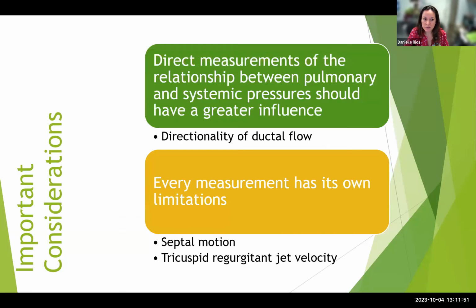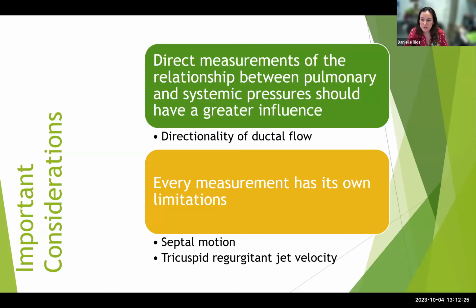So as we get to the TnECHO portion of the talk, let's discuss some important considerations. When assessing severity of pulmonary hypertension, direct measurements of the relationship between pulmonary and systemic pressures should have a greater influence on the overall assessment of relative pressure. So, for example, when present in the setting of normal left ventricular function, the direction of the ductal shunt, the ductal flow, provides the clearest assessment of this relationship as compared to something like the septal positioning.